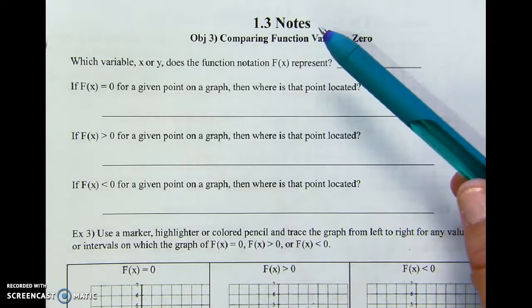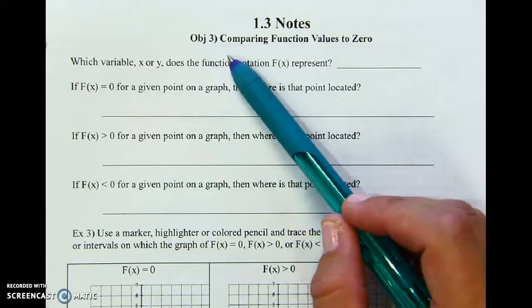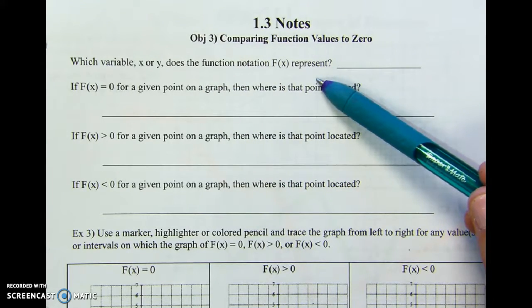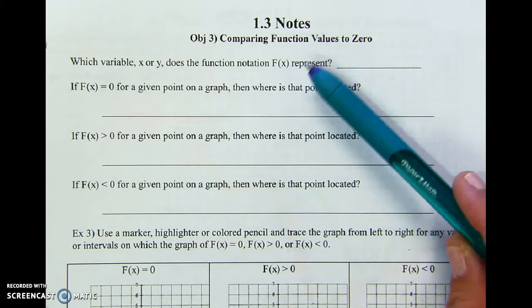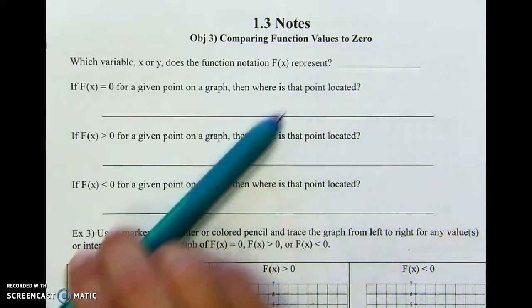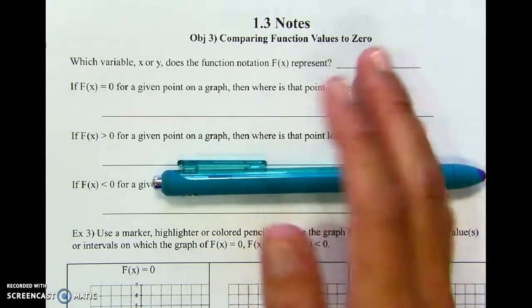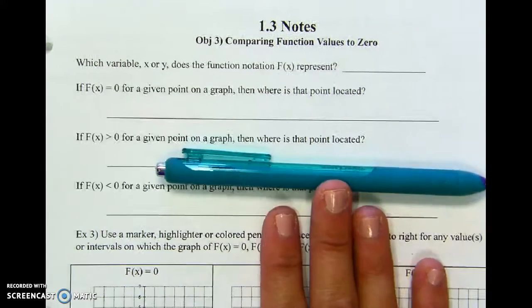All right, so we're on 1.3 notes, and this is objective number 3. The first objective was just finding x and y on the graph. The second objective, what we talked about on example 2, was where is it increasing and decreasing and level, constant, and we learned how to write interval notation, which we'll practice again today.